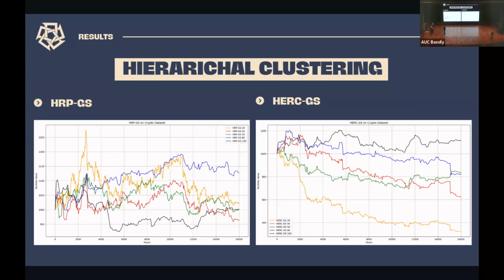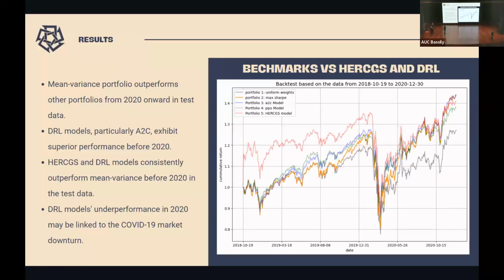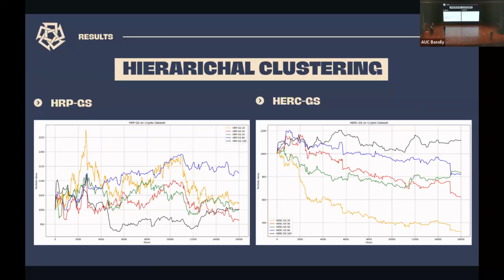Moving forward to the end, we can see that the best performance was achieved by the HRP in 80-hour steps. And it came around 1,100 something portfolio value in the end, while the HERC performed very well with the 100-hour steps, and it outperformed the HRP. It did achieve better results than the HRP. My colleague Omar will continue.